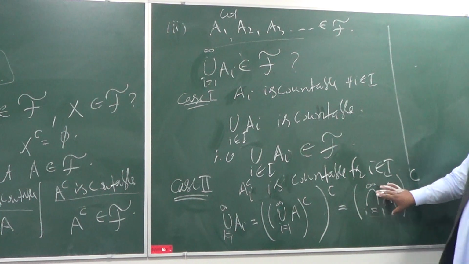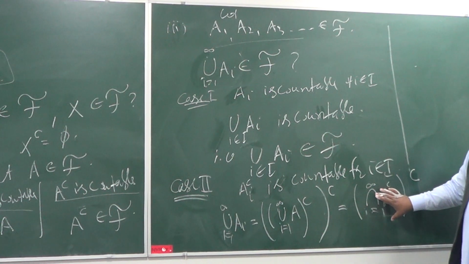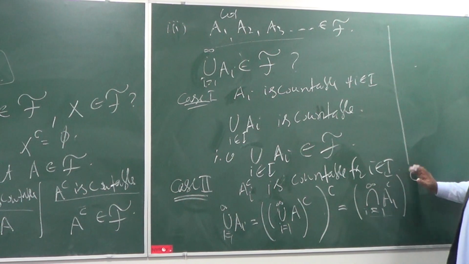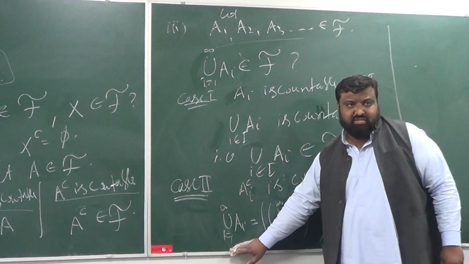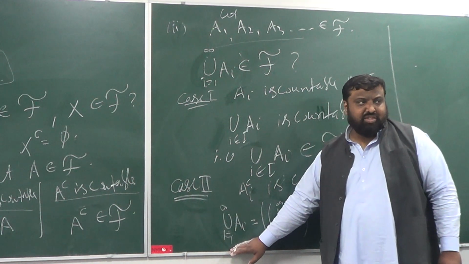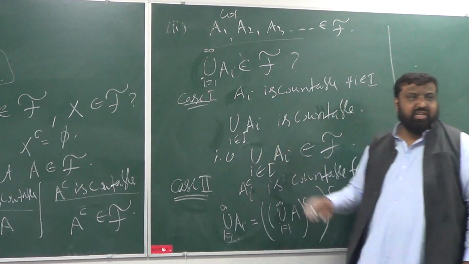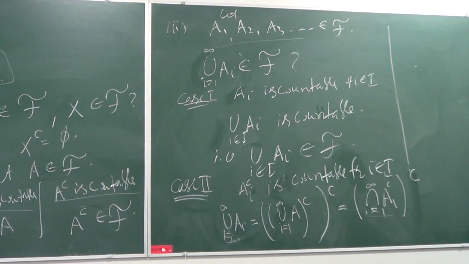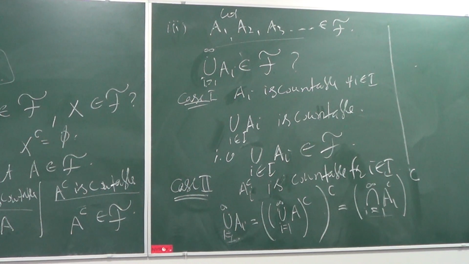So I have a set which is countable, and its complement is equal to this guy. So what does it mean? This guy must be co-countable. So that's what the definition is, because the complement of this guy is inside of this. Okay. So it must be co-countable.